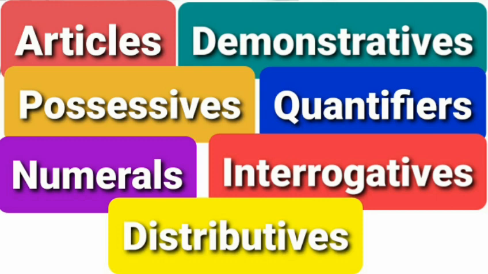Numerals. Again, it is divided into two parts, cardinal numbers and ordinal numbers. In cardinal, you can see 2, 5, 12. These are coming, and in ordinal, it comes first, second, 7th, 10th, 11th, 12th, like that numbers. Okay.